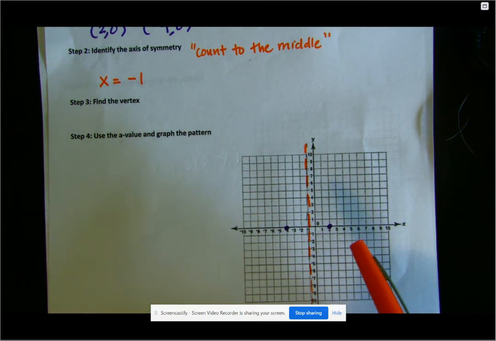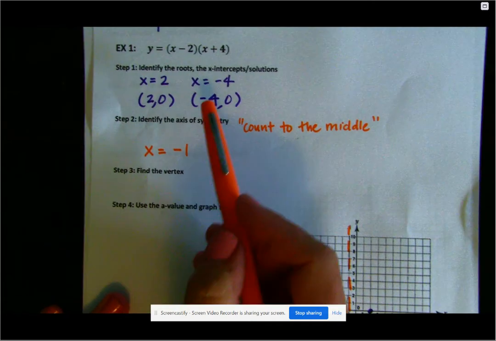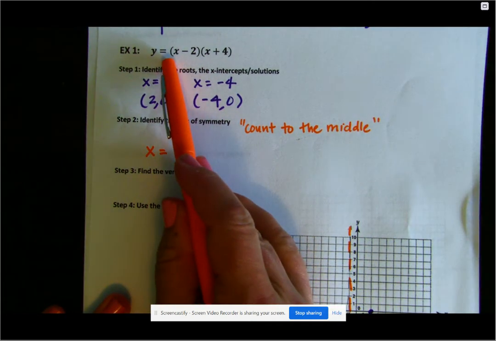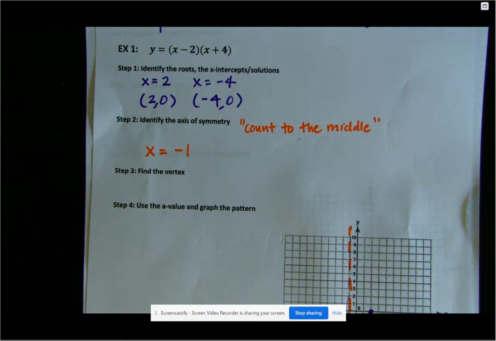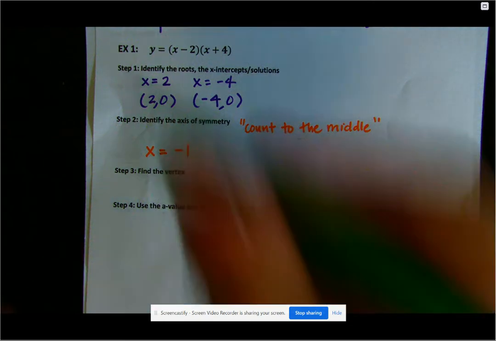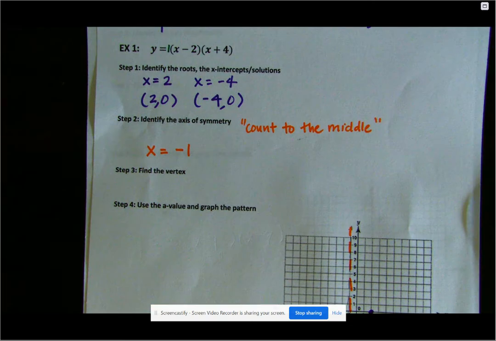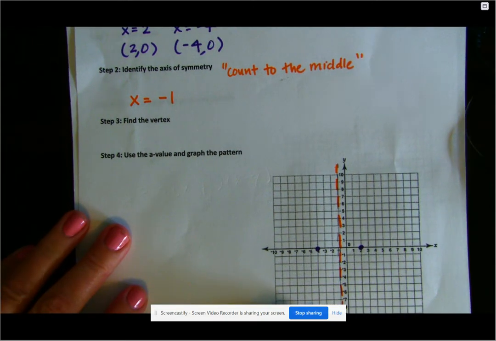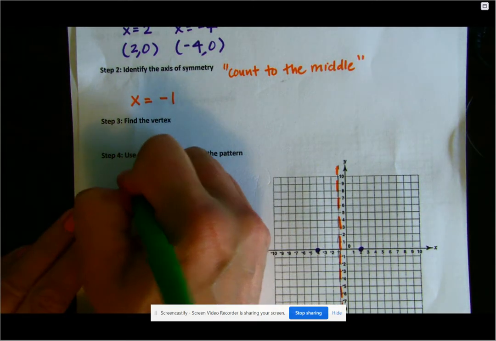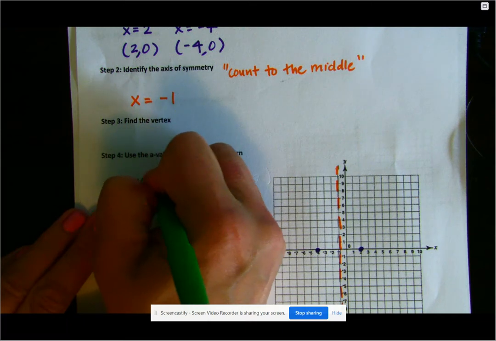So what we want to do is look at our a value. Our a value is the number out in front of the parentheses, and there's nothing there, so the a value is really 1. That means it's going to follow the typical pattern. Let me just go ahead right here, since this is step 4, the a value.